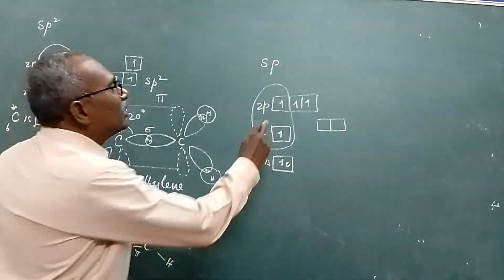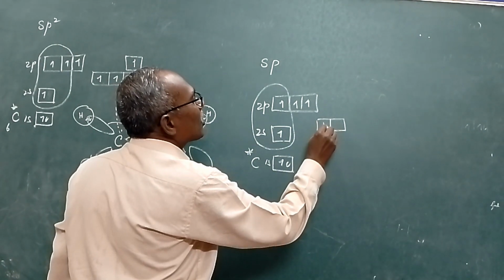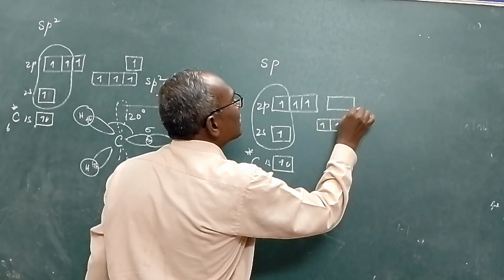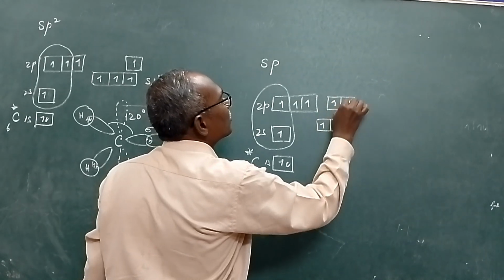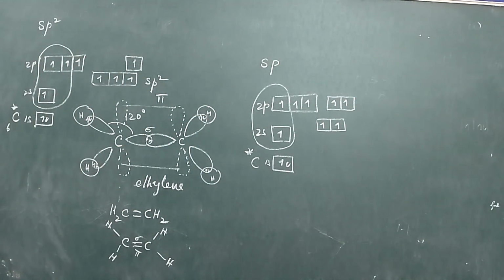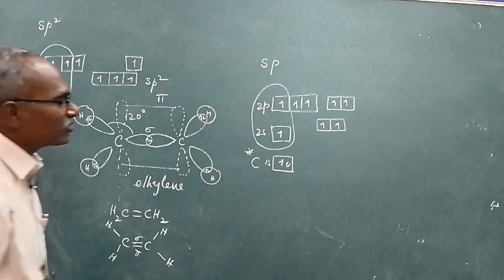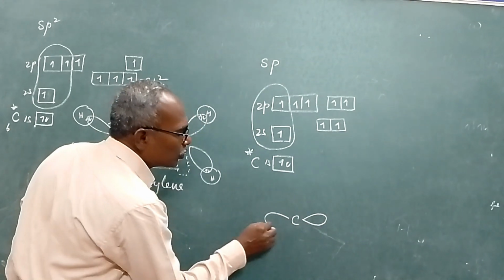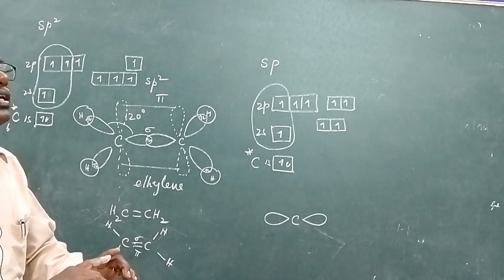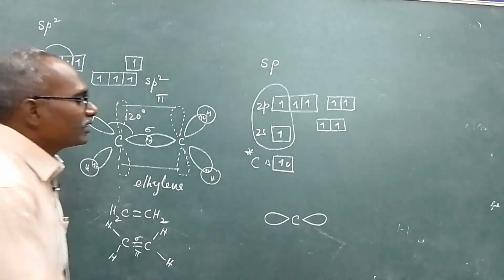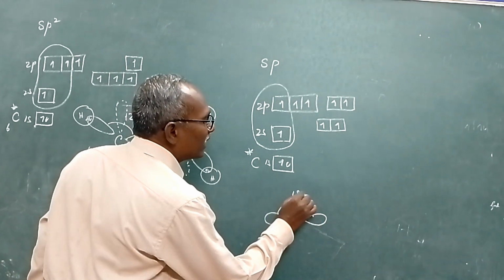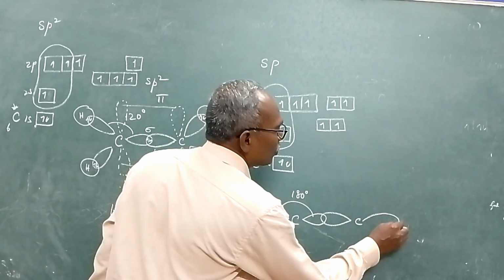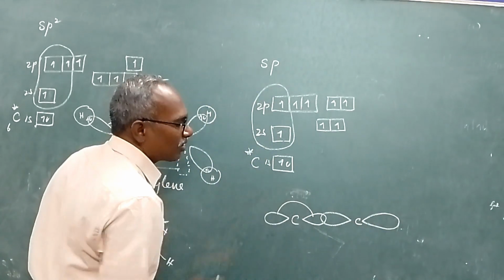Now, the sp hybridized orbitals have 2 electrons and the unhybridized p orbitals remain at their own energy with 2 electrons. So this is how the electrons are distributed. Now the carbon has sp hybridized orbitals. As the 2 orbitals try to be as far apart as possible, the angle between these 2 orbitals will be 180 degrees. Similarly, another carbon has another 2 sp hybridized orbitals.